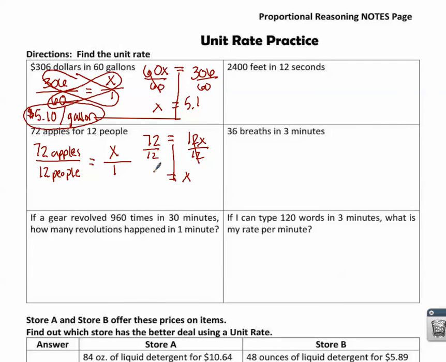72 divided by 12 is 6. This is not your final answer. You need to write your statement that you're getting 6 apples per person. Circle your final answer.